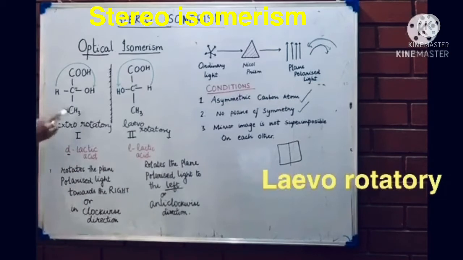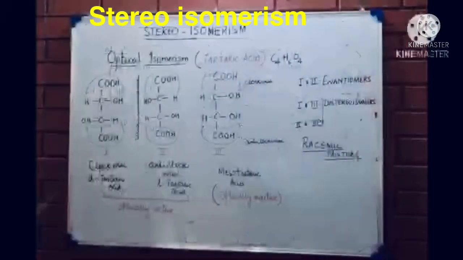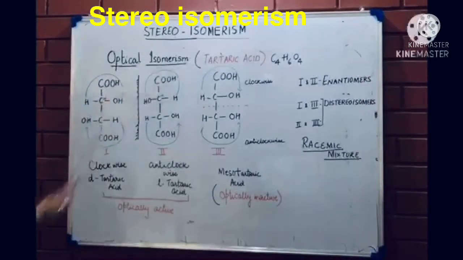So, for lactic acid, we will say there are two isomers possible, 1 and 2. They are both optically active, and one will rotate the plane polarized light towards the right, and the other will change the direction of the light towards the left. Let us take another example, which is tartaric acid.